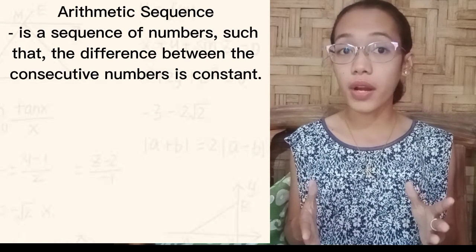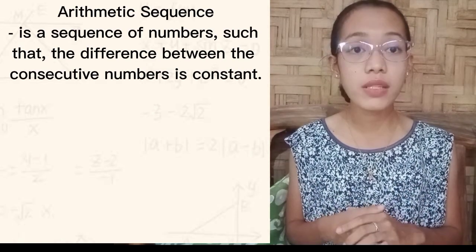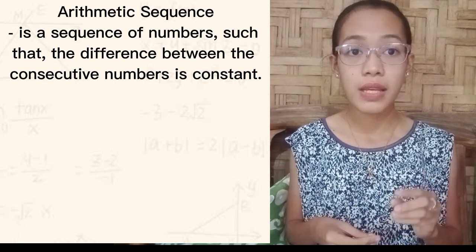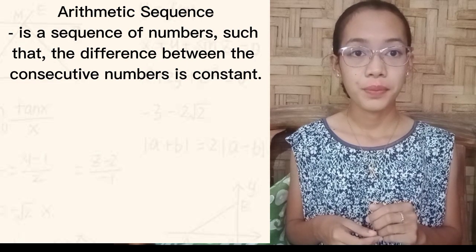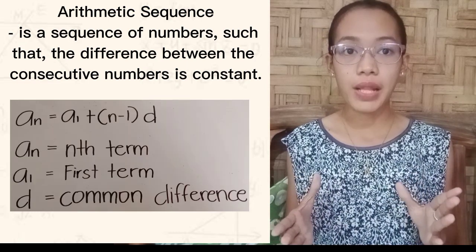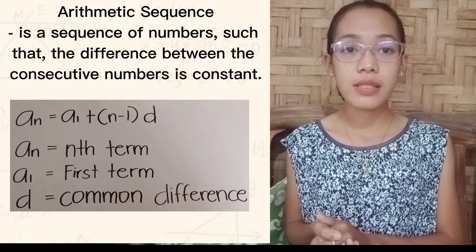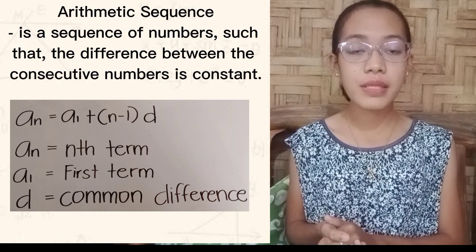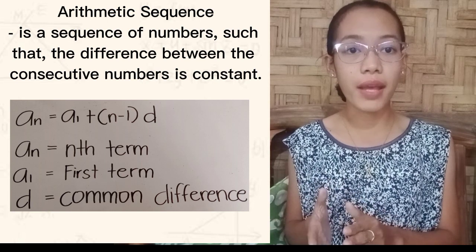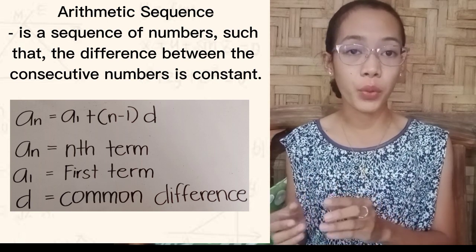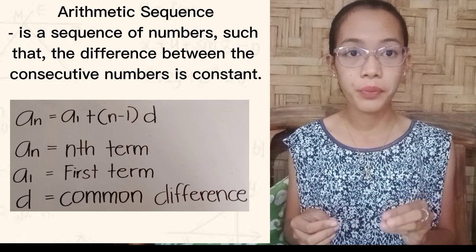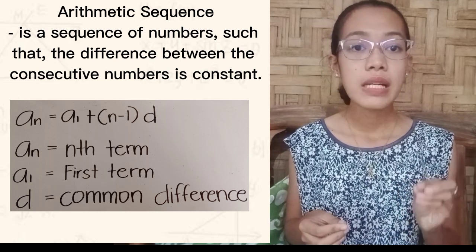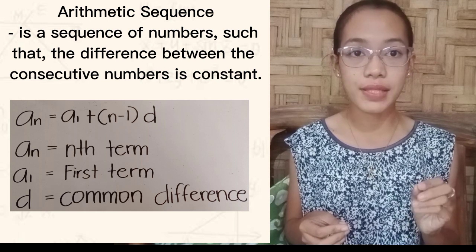An arithmetic sequence or arithmetic progression is a sequence of numbers such that the difference between consecutive numbers is constant. So we have here our formula: a sub n is equal to a sub 1 plus n minus 1 times d, where a sub n stands for the term that we are looking for, or the nth term. A sub 1 stands for the first term, and d stands for the common difference.